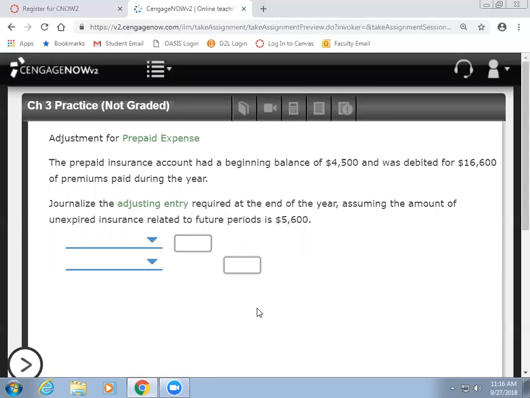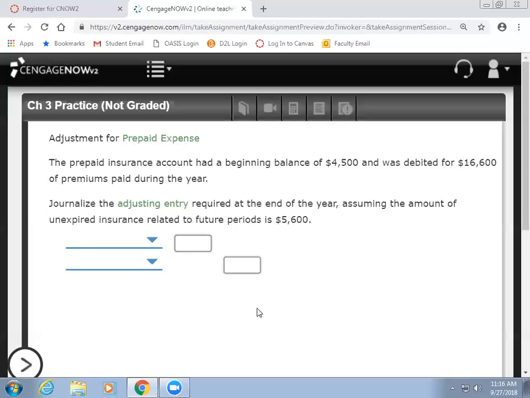Okay. Now it says we want to journalize the adjusting entry required at the end of the year, assuming the amount of unexpired insurance is equal to $5,600. So what that's telling me is at the end of this period, I have a balance in my prepaid insurance of $5,600. Okay. This is my balance. Well, obviously those don't equal, right?